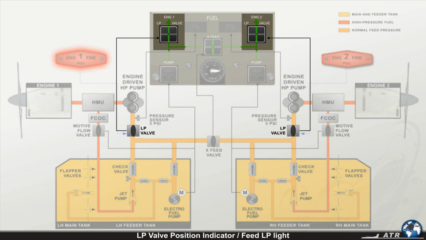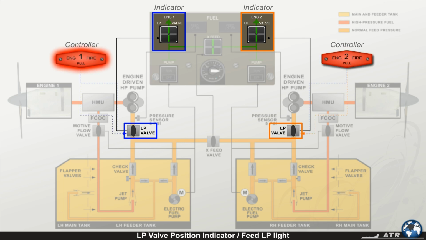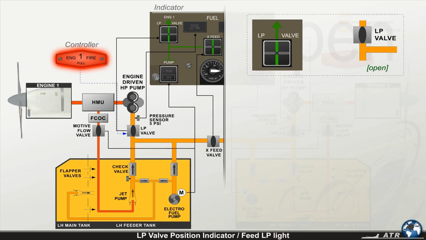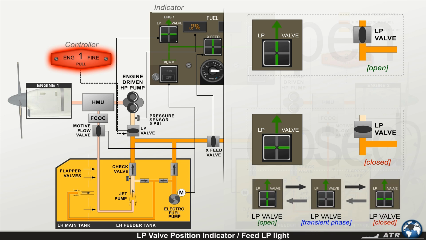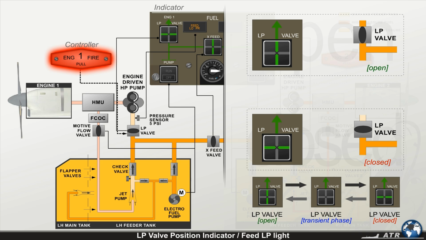The low-pressure valve position indicator displays the position of the respective fuel low-pressure valve, which is controlled by the corresponding fire handle. If the green flow bar is in line, the valve is open. In contrast, if the green flow bar crosses the system flow line, the valve is closed. The flow bar extinguishes during the transient phase of the valve.